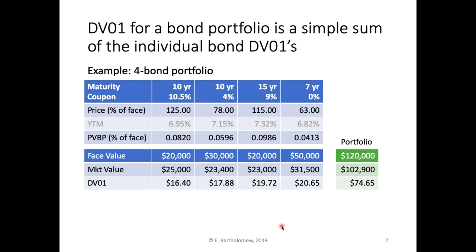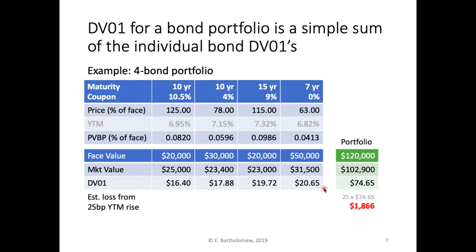Now, this technique can be used for a portfolio of any size. So let's just add two more bonds to see how that works. So if we add a third bond, 15-year 9% bond with this price, and a 7-year 0 with this price, and we buy 20,000 face and 50,000 face respectively of these two bonds, these would be our market values, and these would be our DV01s. Again, the DV01s would be the PVBP times the face in each case. And then the DV01 for the portfolio would be simply the addition of all of these individual DV01s.